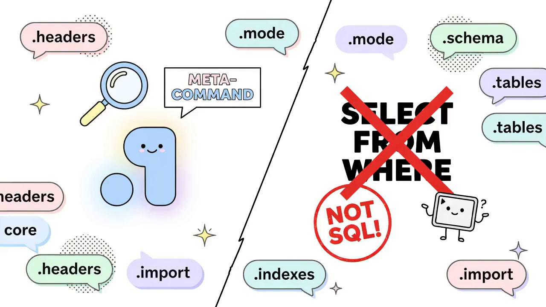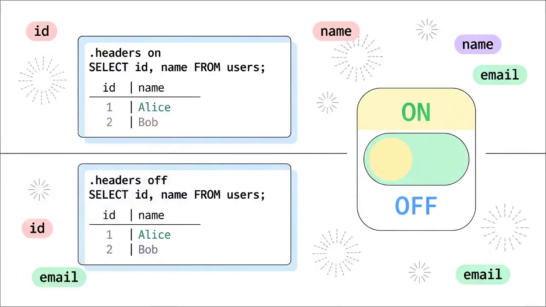They handle formatting, inspection, and file operations, giving you control over how queries are displayed and how the database is examined. The .headers command toggles column labels on and off above your query results. Run .headers on, and every select shows its column names as a header row. Run .headers off and the rows appear clean with no labels.